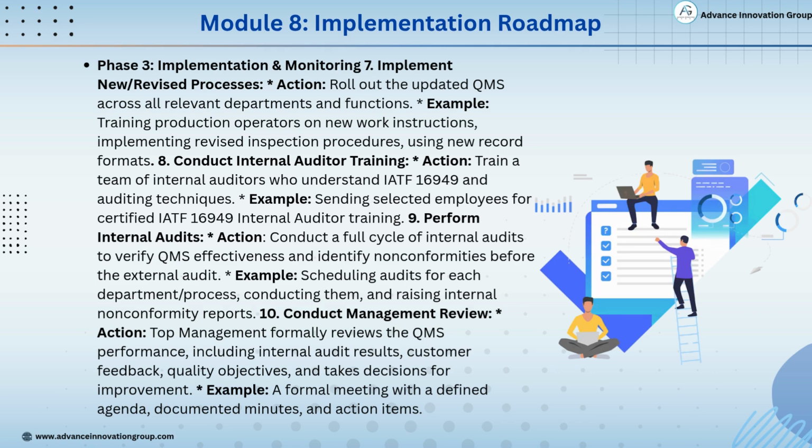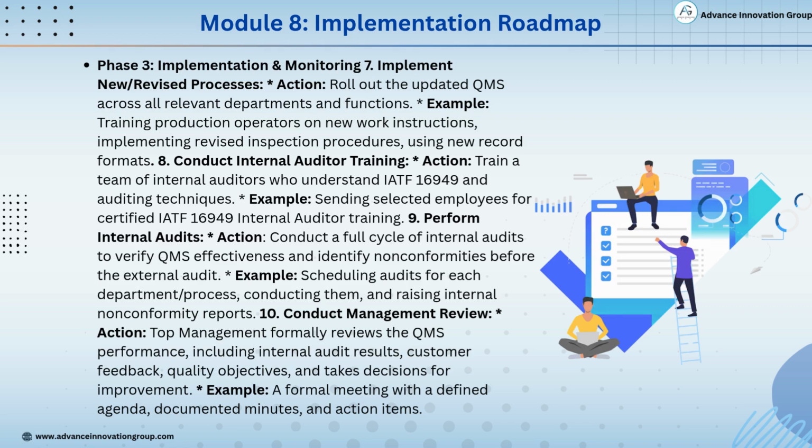Roll out the updated QMS across all departments. Example: train production operators on new work instructions, revised inspection methods, and updated formats. 8. Conduct internal auditor training. Action: build an internal auditor team that understands IATF 16949 and audit techniques.